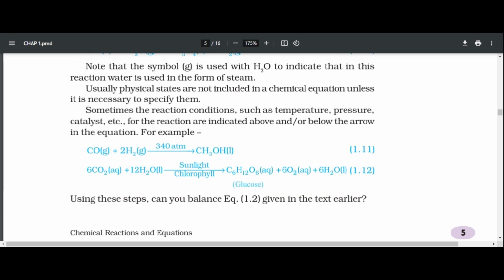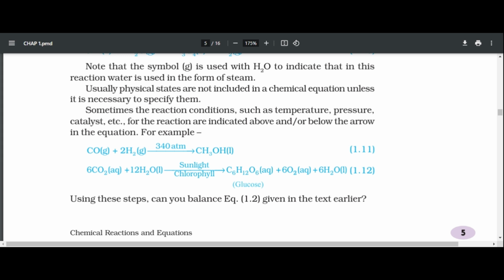Usually physical states are not included in a chemical equation unless it is necessary to specify them. Sometimes the reaction conditions such as temperature, pressure, catalyst, etc. for the reaction are indicated above and/or below the arrow in the equation. For example, CO(g) + 2H2(g) gives CH3OH(l) under 340 atm. This is equation 1.11.